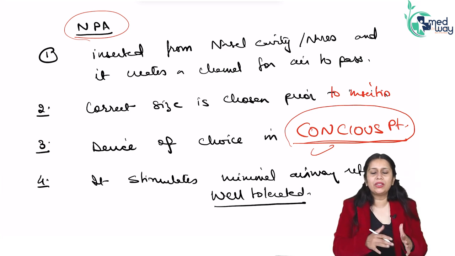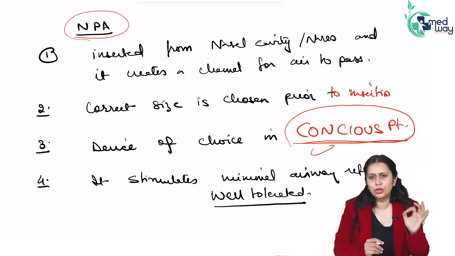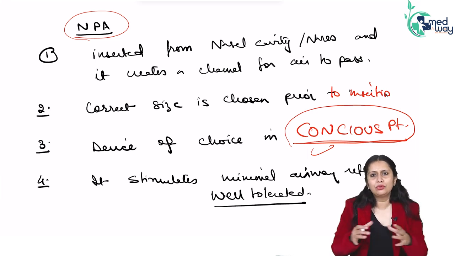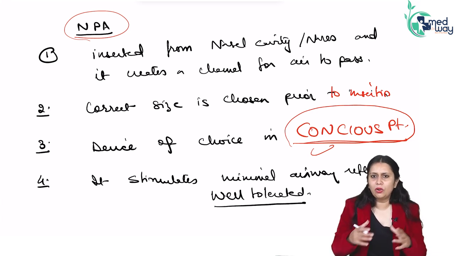So this is the oropharyngeal and nasopharyngeal airway. What are the questions which can be asked? An image-based question to recognize the device, how to choose the correct size, and then a clinical scenario in which they will describe the patient, conscious or unconscious, and ask you which airway device we need to insert.